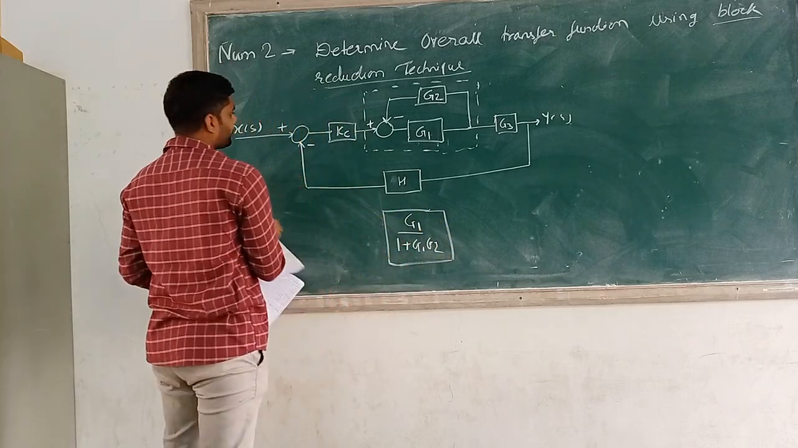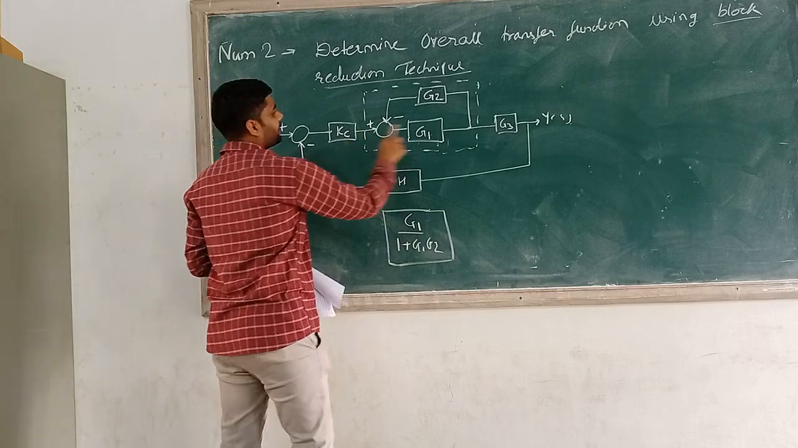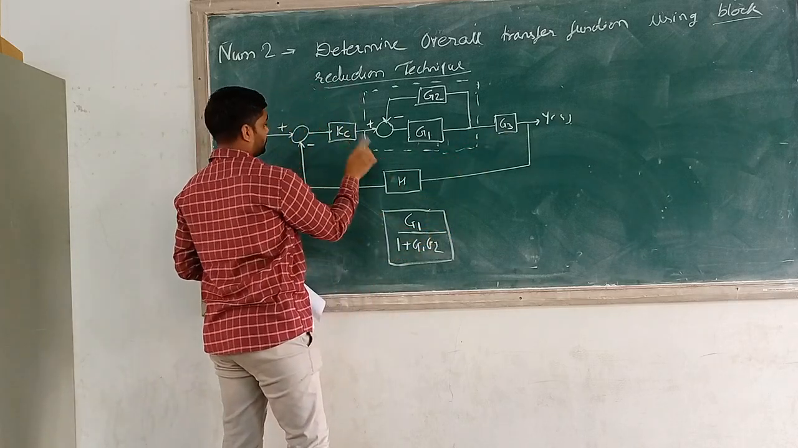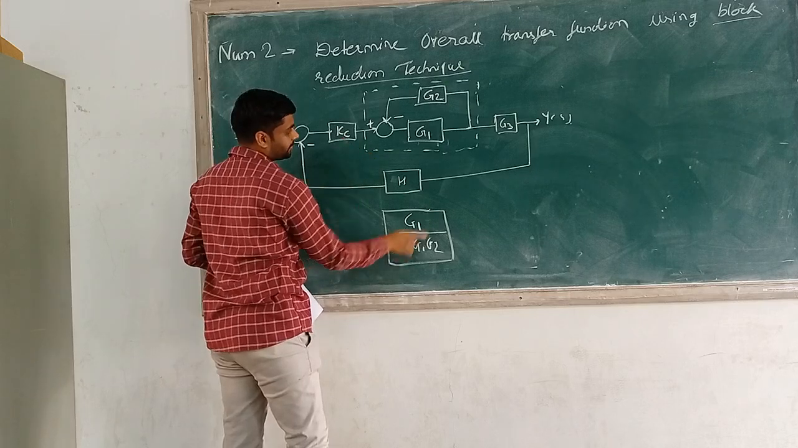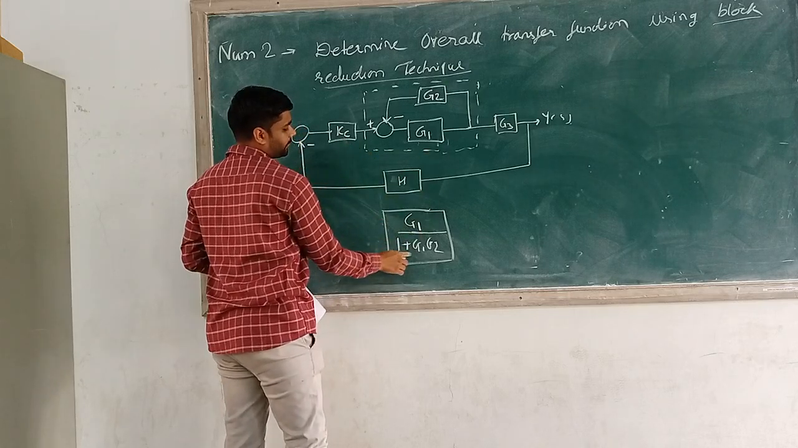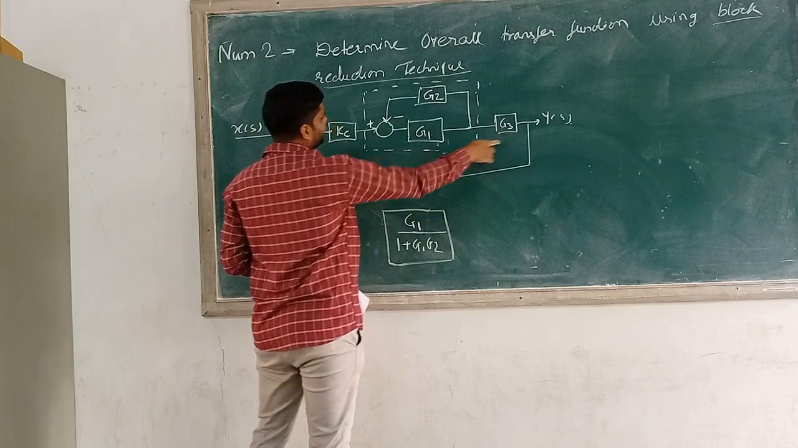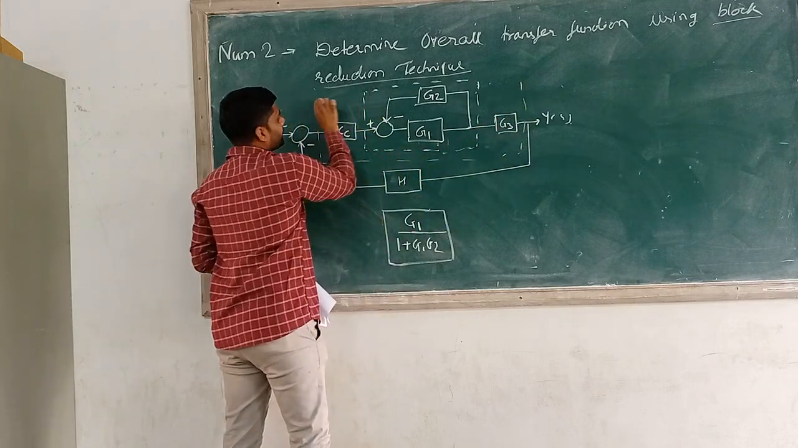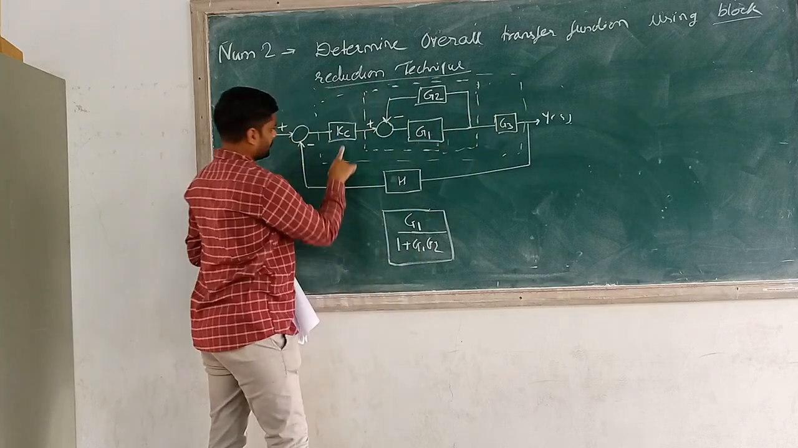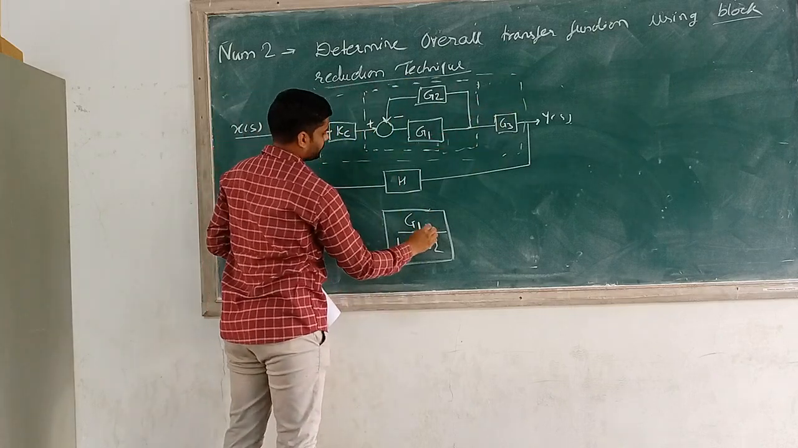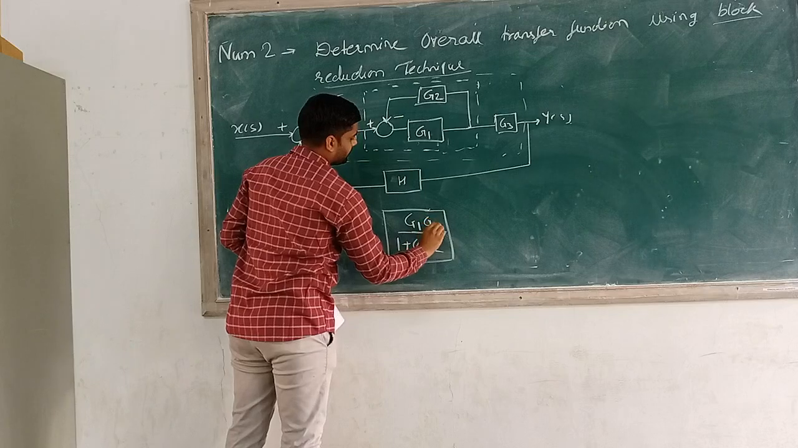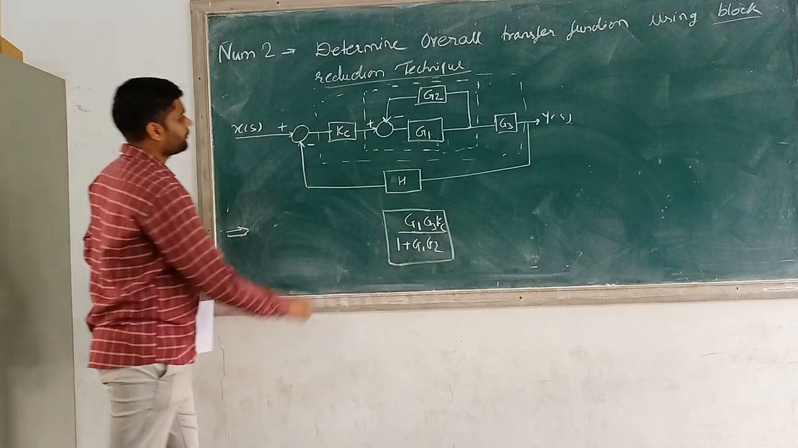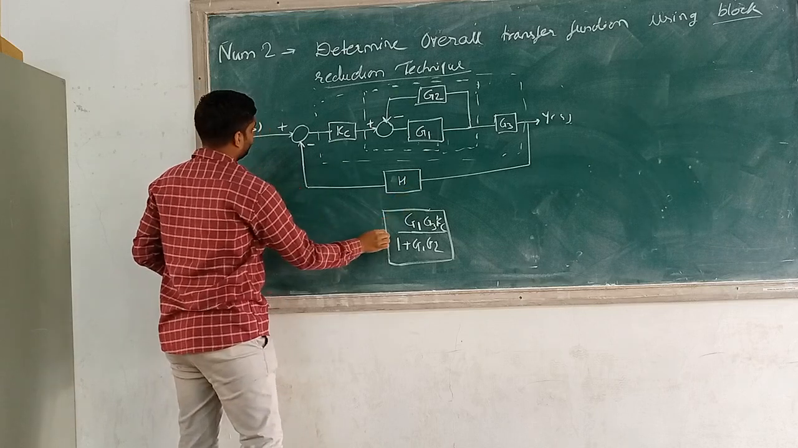And it is again having in the parallel this Kc and G3. So these three blocks, Kc, G1 upon 1 plus G1 into G2, and this G3, they all three come in series. So we can simply multiply them. So G1 into G3 into Kc. Now we are having only this block remaining.